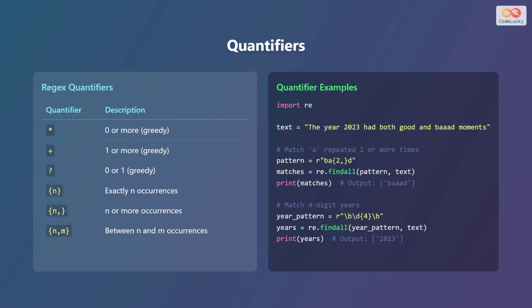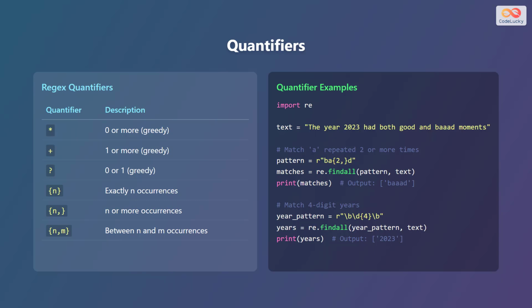{n} matches exactly n occurrences. {n,} matches n or more occurrences. {n,m} matches between n and m occurrences. Here is an example demonstrating quantifiers.